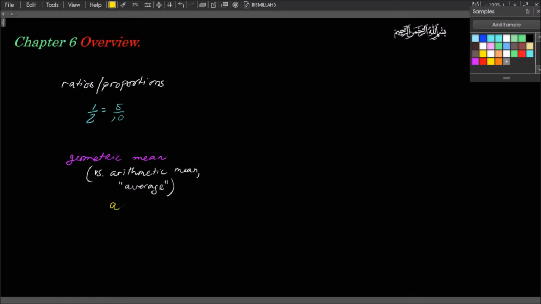For example, if you had two numbers a and b, you would find their average by adding them together and dividing them by 2. The geometric mean, however, is slightly different but expresses a similar concept. The geometric mean of two numbers is defined as the square root of their product, like this. So the second thing that we shall explore in this chapter is this concept of geometric means.